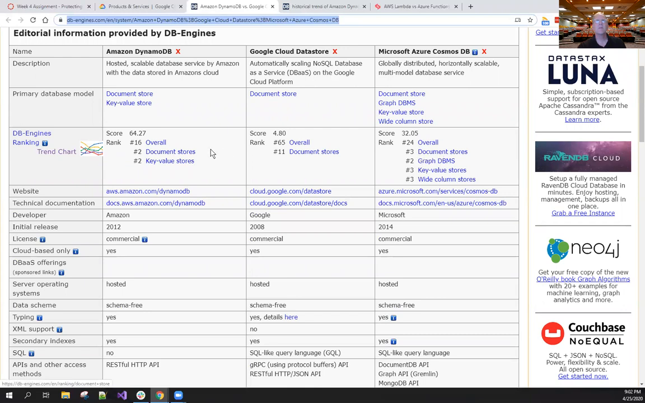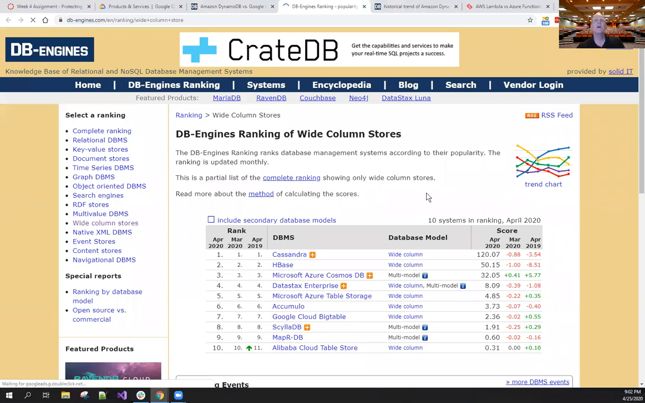Overall 24, document storage number 3, so they're right behind. So they've got Graph DBMS, key value prices, so they're right behind in the strengths of DynamoDB. They're right behind document stores and key value prices, but they also have Graph DBMS, they're number 2, and wide column stores. Wide column stores. See, I actually don't even know what these are, what a wide column store is.